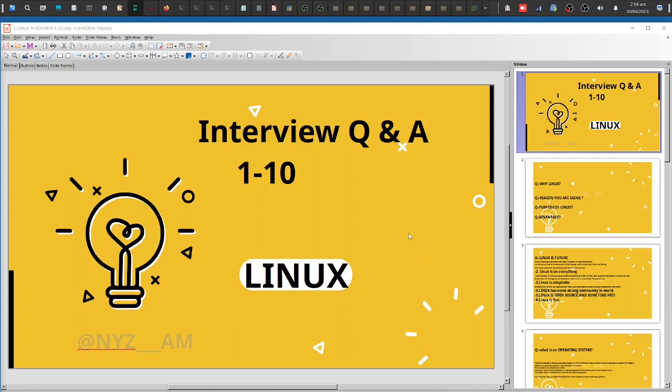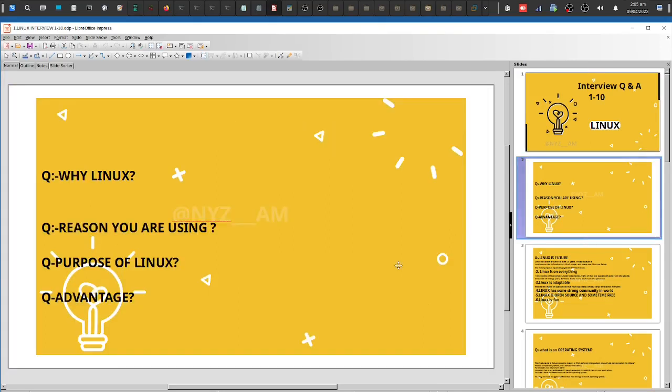For people who are changing their company, people who are looking for a change, or people who are starting their career in any domain, Linux is a very important part of their career. And yes, we can look at them one by one.